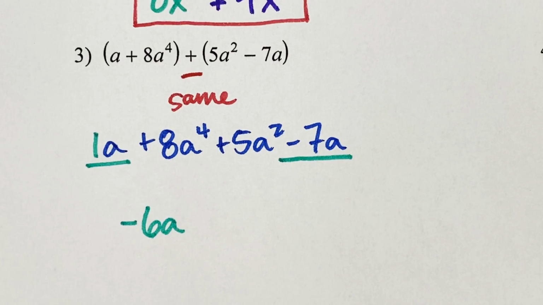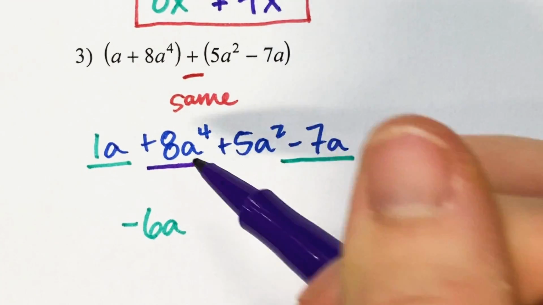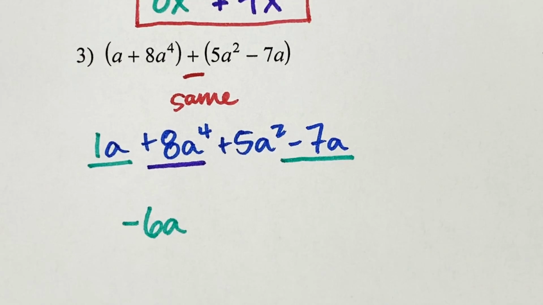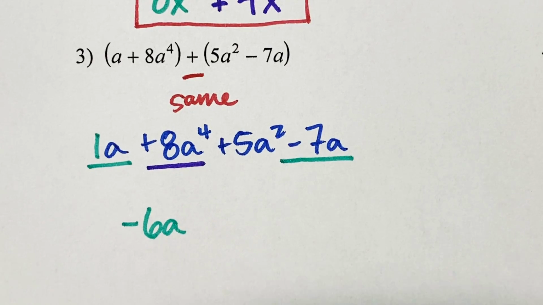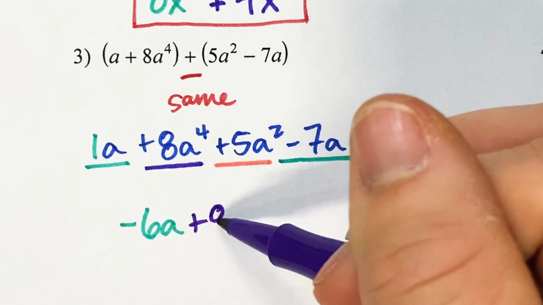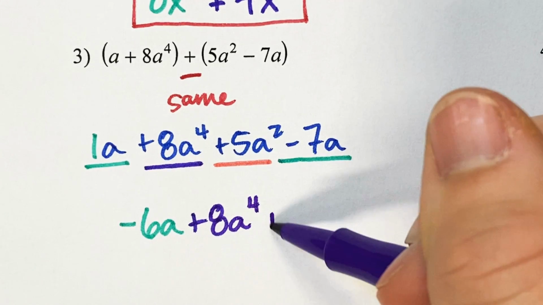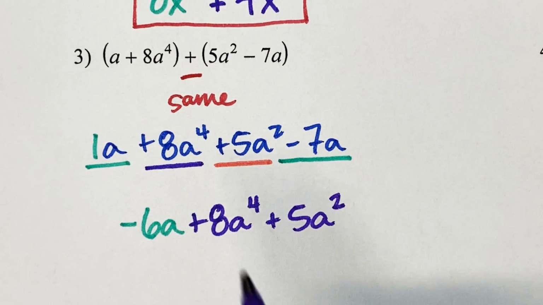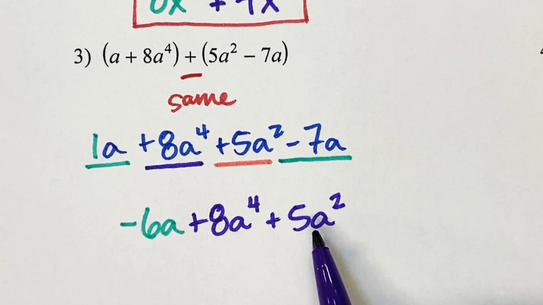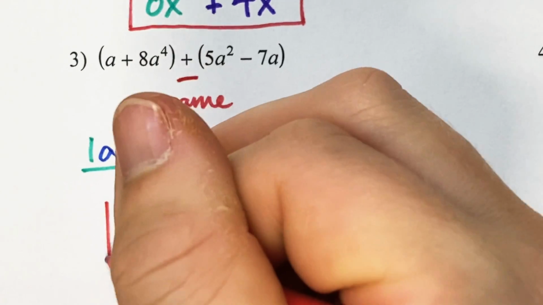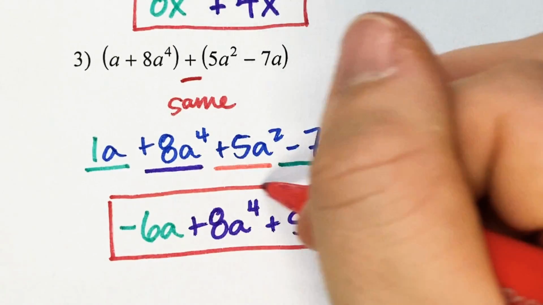Let's look at our next term, 8a to the fourth. Is my other guy a to the fourth? No, it's not. It's actually a squared. So these guys aren't even like terms. All we have to do is write them next to what we actually could combine. So plus 8a to the fourth plus 5a squared. We see that we have a to the first, a to the fourth, and a squared, so they're not like terms. We combined all that we could, so this is as simplified as it'll go.